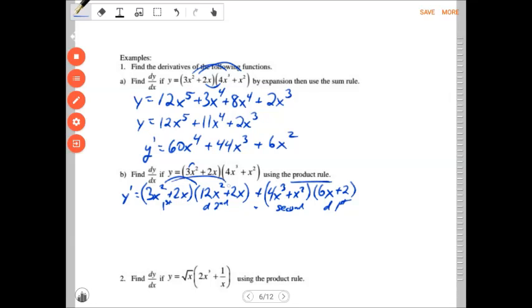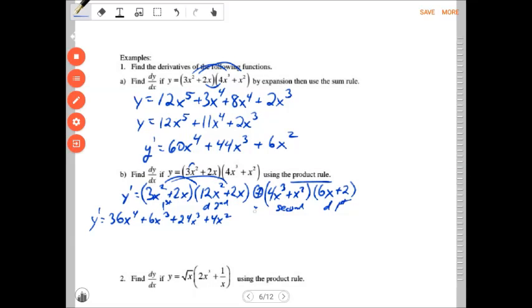Okay, so let's see, y prime, that's going to be 3 times 12, so 36x to the fourth plus 6x cubed plus 24x cubed plus 4x squared. So that's the first bit.